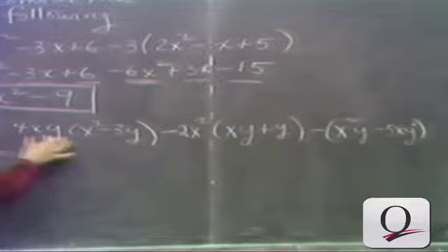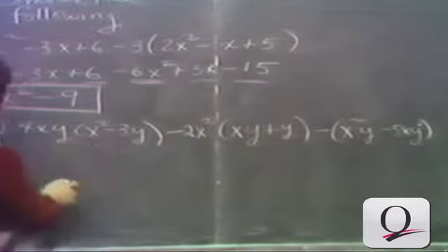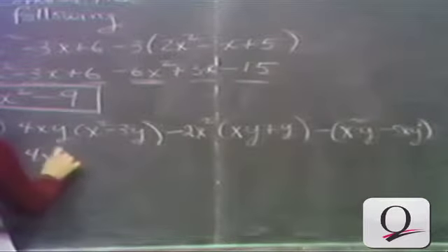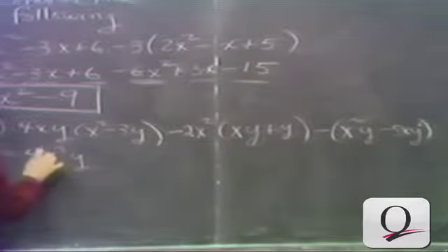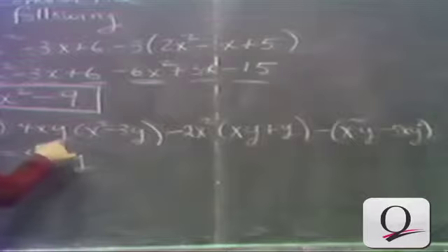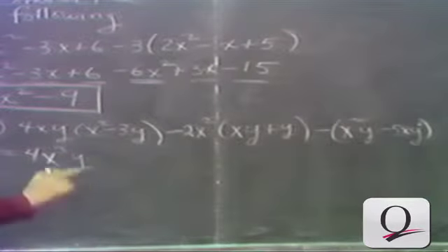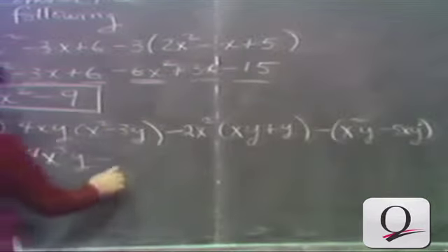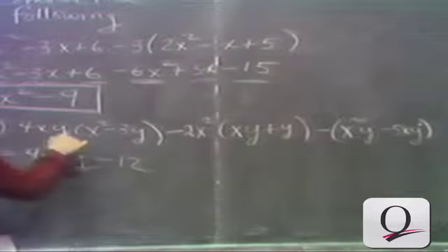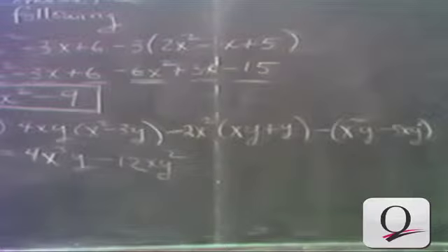First, we will distribute the 4xy through the first parentheses. 4xy times x squared, giving us 4x cubed y. All together, we will have x 3 times here. 4xy times x for 4x cubed y. Now, 4xy times minus 3y. 4 times the minus 3 gives you the minus 12 xy squared. Okay, we've taken care of the first parentheses.